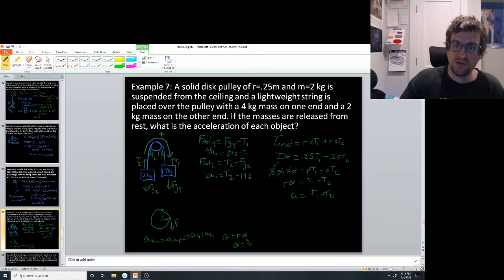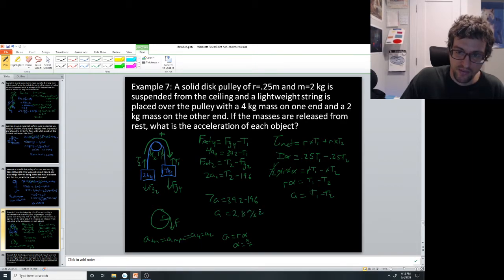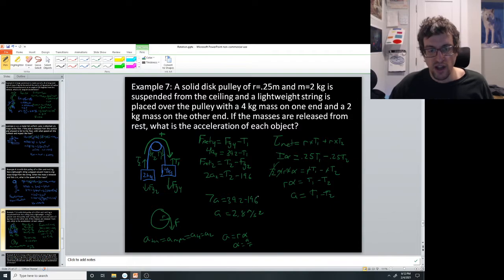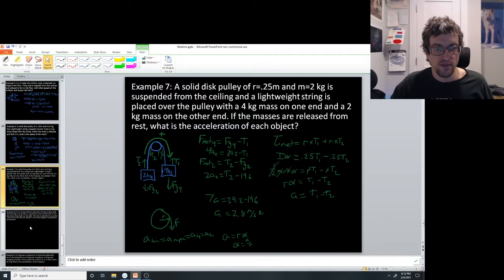Now I add these three together, and I get 7A equals 39.2 minus 19.6, because if I've done it correctly, my T1s cancel out and my T2s cancel out. Perfect. This is going to give me an acceleration of 2.8 meters per second squared. Didn't totally follow, that's okay. I've got another one coming up, but not the next one.